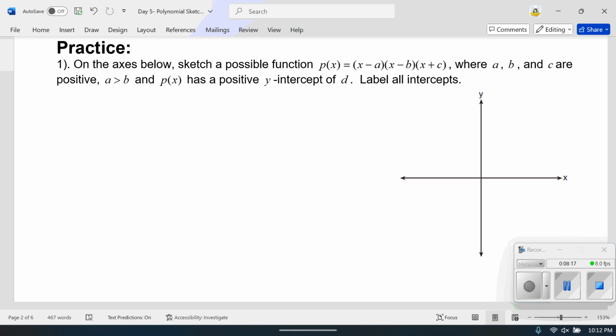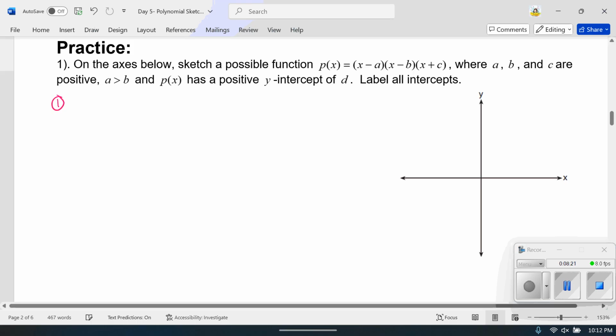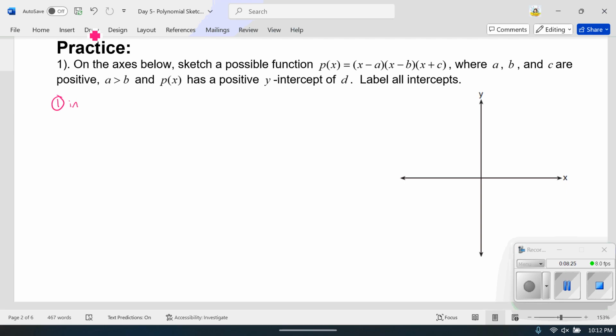The first thing you are going to do is find your intercepts and your multiplicities. So for your x-intercepts, you're going to set this equation equal to 0, because remember, when you do a t-chart, y is equal to 0.